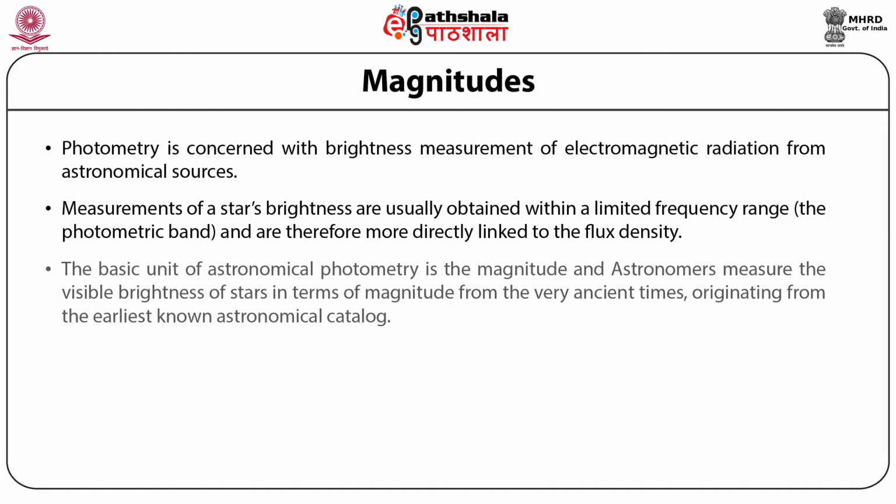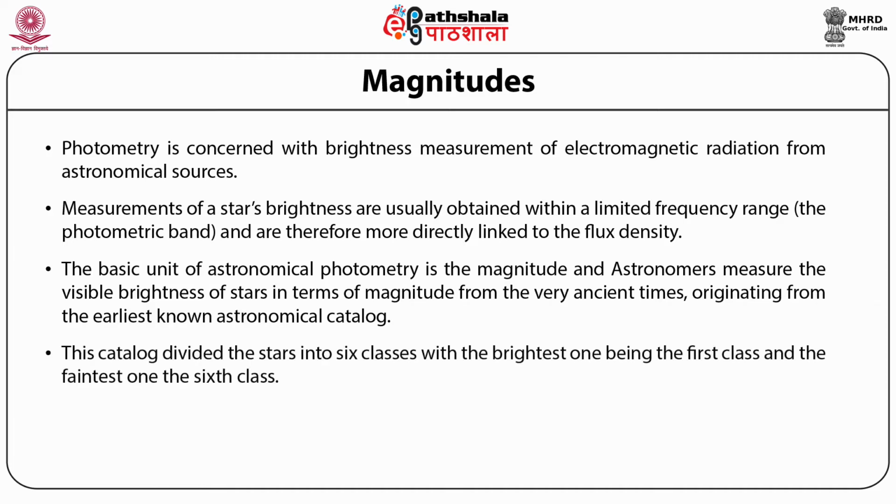However, the basic unit of astronomical photometry is the magnitude, and astronomers have measured the visible brightness of stars in terms of magnitude from very ancient times, originating from the earliest known astronomical catalogues. An astronomical catalogue of stars is divided into 6 classes, with brightness 1 being the first class and the faintest one the 6th class.